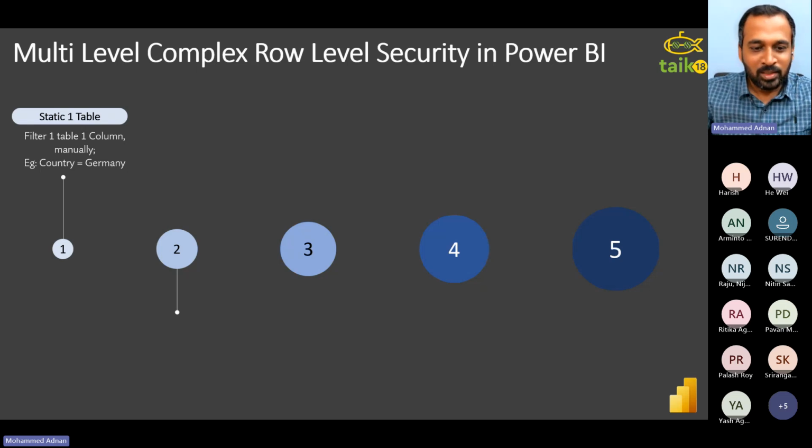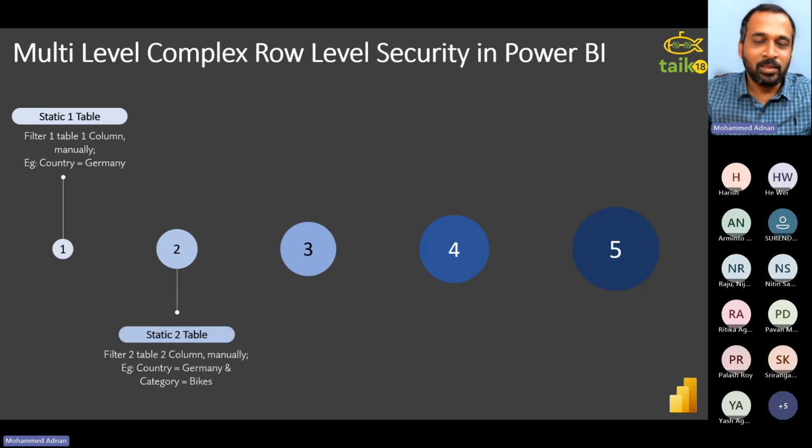And then I split it into the second one, which is static two-table filtration. One is you can filter on a country dimension table which you have in your model. Another is you can filter on the category, which is the bikes category. So this is the second level of static. Both of them are static itself.